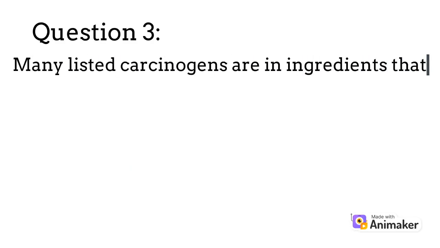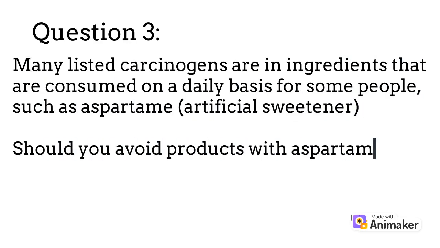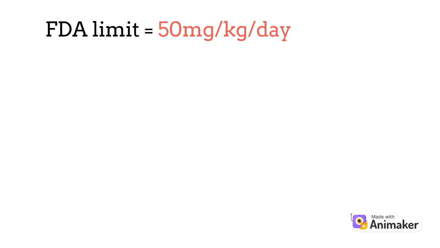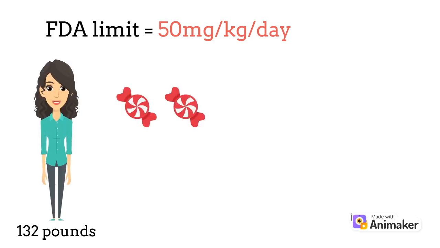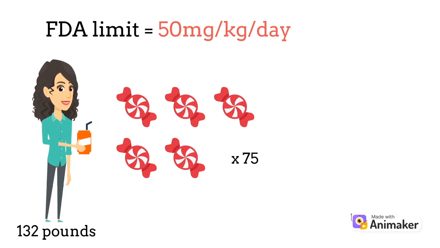Okay, last question. Many listed carcinogens are in ingredients that are consumed on a daily basis for some people, such as aspartame. So, should you avoid products with aspartame because it's listed as a possible carcinogen? Technically, there's no right answer, but the FDA sets the dangerous upper limit of aspartame consumption to be at 50 milligrams per kilogram per day, meaning if you weigh 132 pounds, you'd need to consume 75 packets of aspartame a day to be considered at risk. So use your judgment, but I wouldn't be too concerned. Just know what kind of substance you're talking about. Here we're talking about a Class 2B carcinogen, but I'd be more careful when it comes to Class 1.